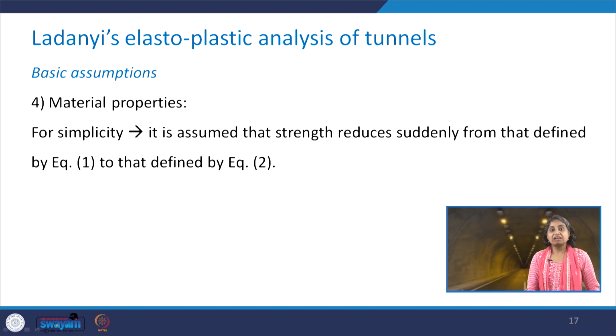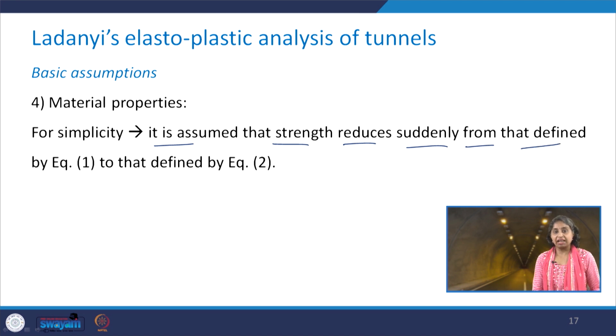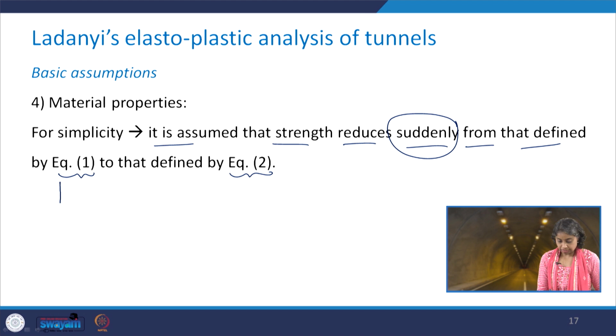As far as the material properties are concerned, for simplicity, we assume that the strength reduces suddenly from that which was defined by equation 1 to that defined by equation 2. Remember, equation 1 was for the original rock mass and equation 2 was for the broken rock mass. So, what do we mean by this word suddenly here? Take a look.